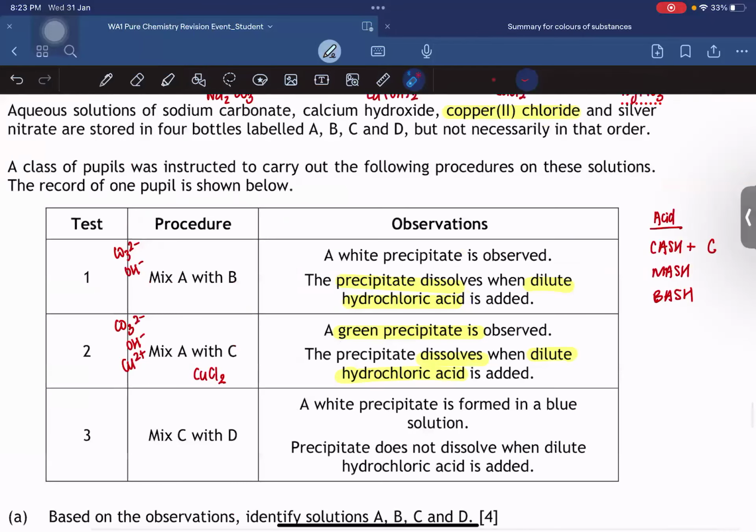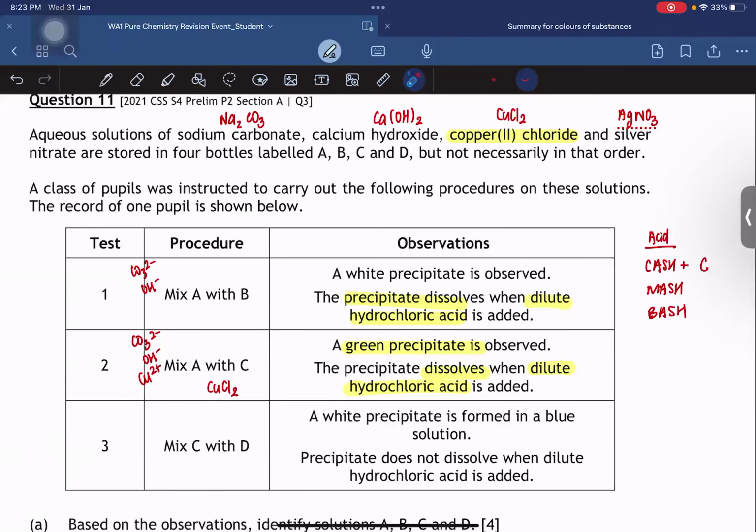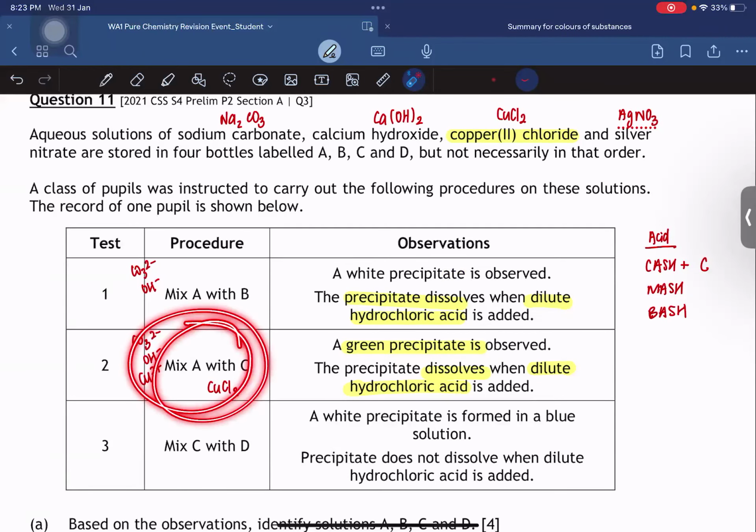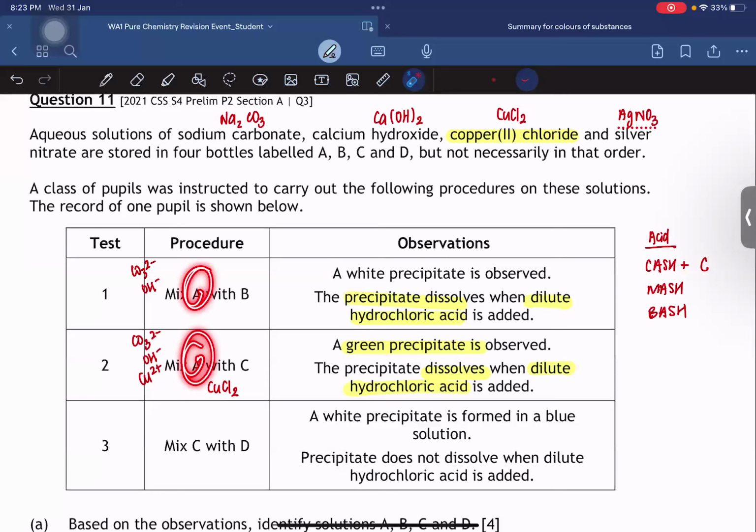But my option doesn't have iron, so I'm only left with copper. So for sure, I know in these two, there is a copper chloride. Clear? Now, what is another clue that I have? A and A. So I tell myself, let's assume A is copper 2 chloride.